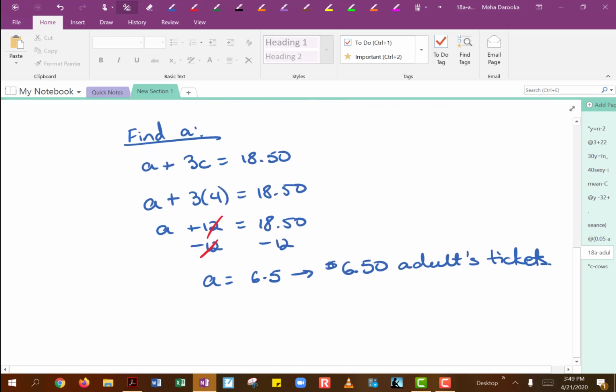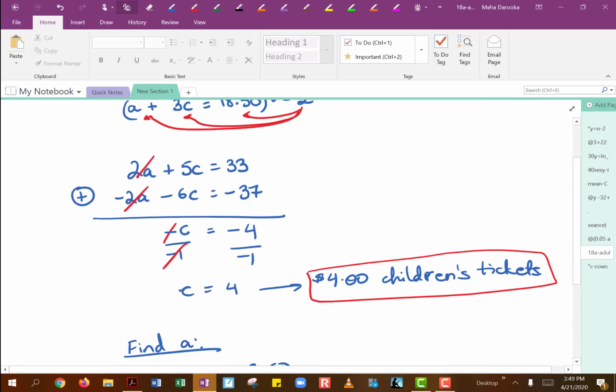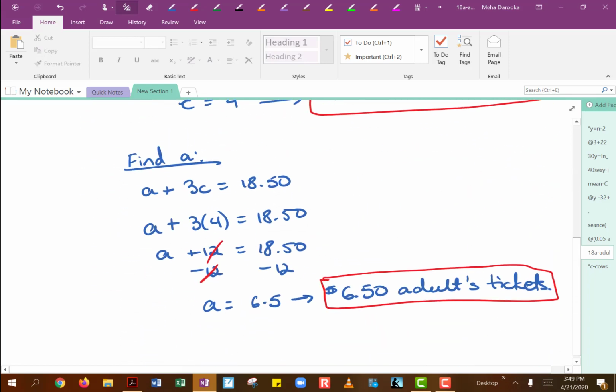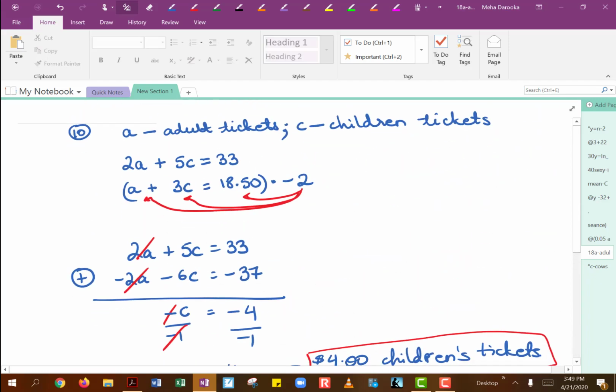So, if you think about this in terms of what type of equation we have, this would be the two lines which would intersect at one point. So that's why you're getting a value for C and you're getting a value for A. Okay, so this is how we would go about solving this example 10 over here.